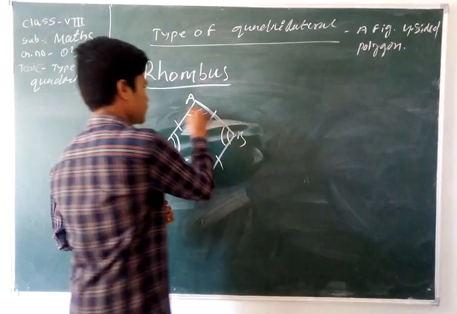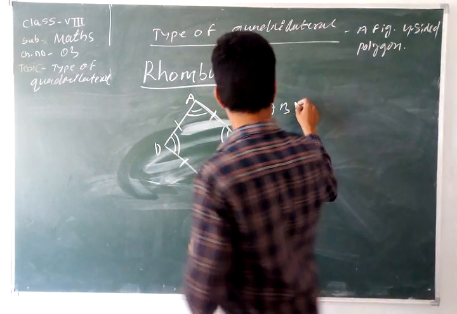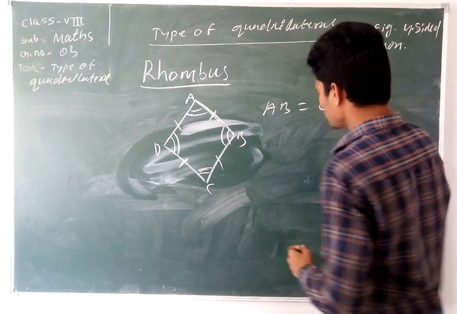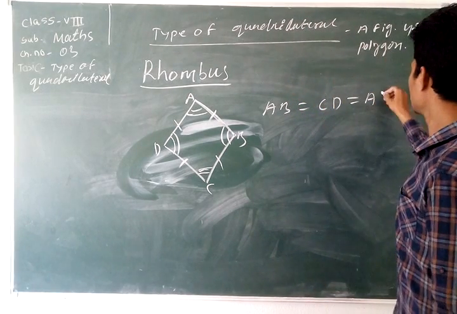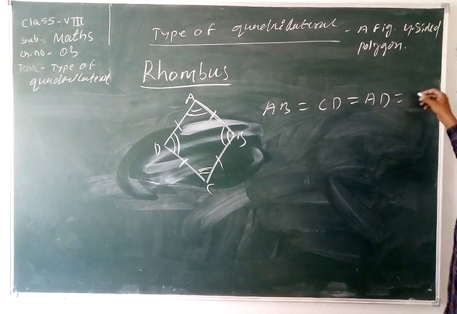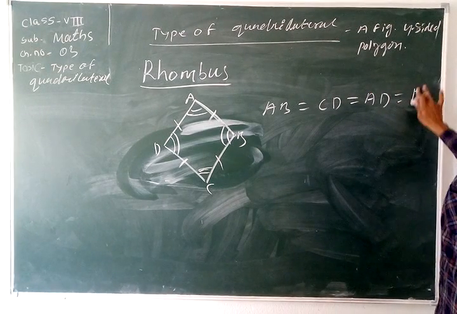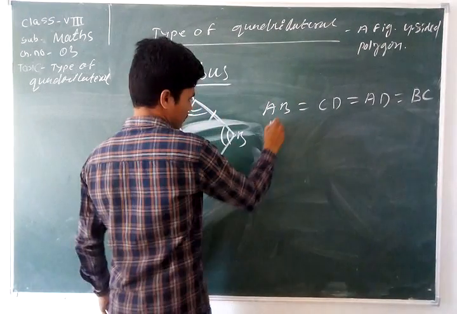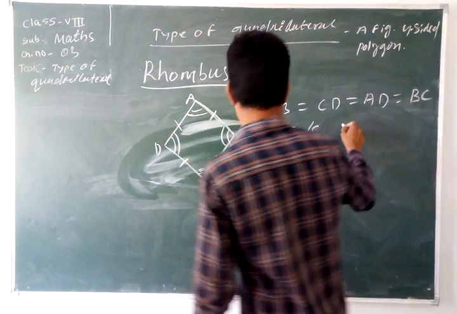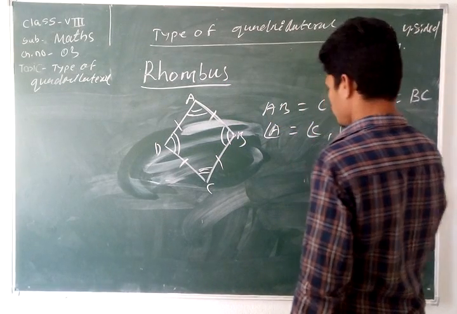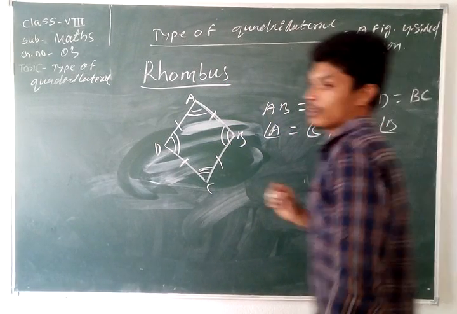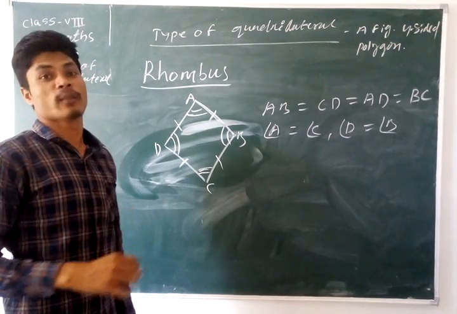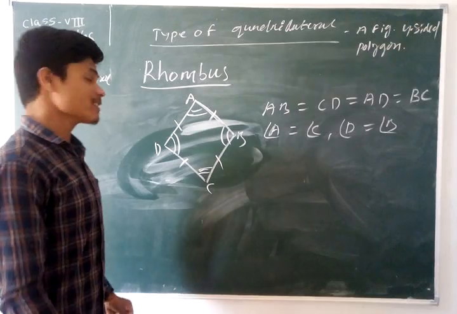Here I want to write AB equal to CD equal to AD equal to BC, and angle A equal to angle C, angle D equal to angle B. A rhombus has all sides equal and opposite angles equal, and the sum of its angles is 360 degrees.